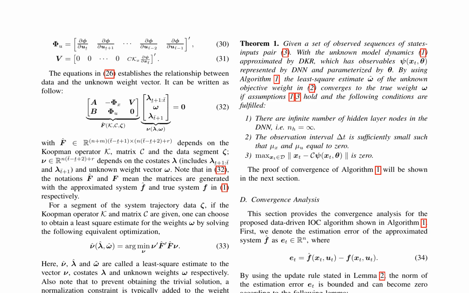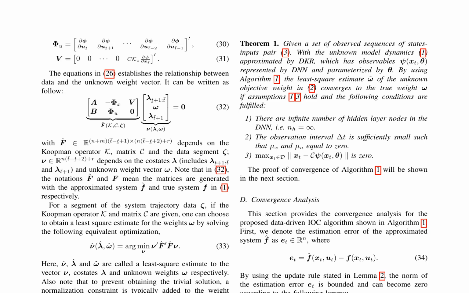The convergence of the model is ensured through the use of a series of lemmas, which demonstrate that the estimation error, which represents the difference between the approximated and true system dynamics, converges to zero under certain conditions. These conditions include the use of an infinite number of hidden layer nodes in the DNN, a sufficiently small observation interval, and the condition that the maximum error in the observable function is zero.